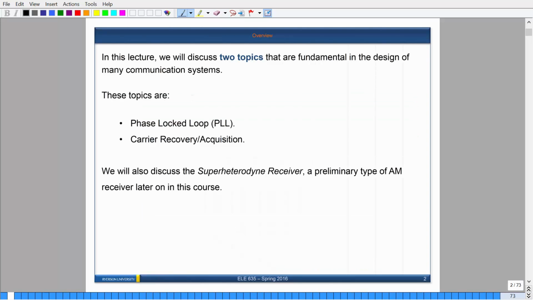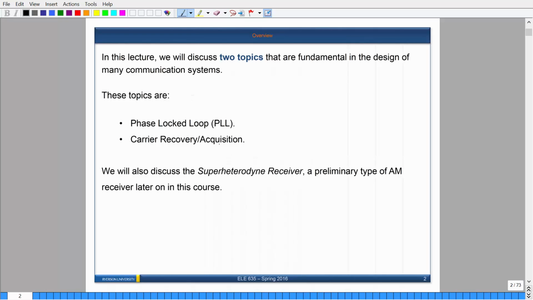Okay? All right, so in this lecture, we'll talk about two topics that are fundamental in the design of many communication systems. I just talked about this briefly. It's phase lock loop, or which I'll call PLL for short. I'm just going to call it PLL from now on because it's easier to pronounce. And carrier recovery and acquisition. So that's a method to actually determine a synchronized carrier on the receiver end to demodulate your signal.